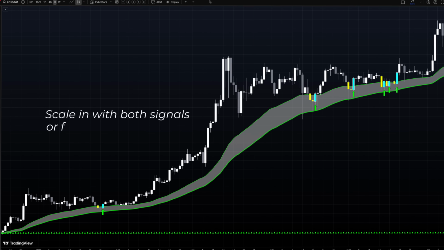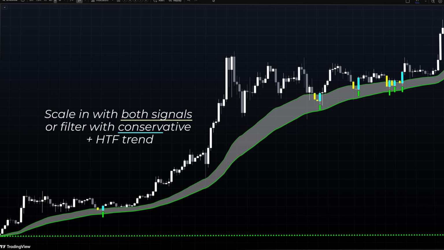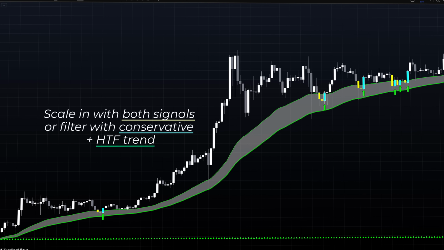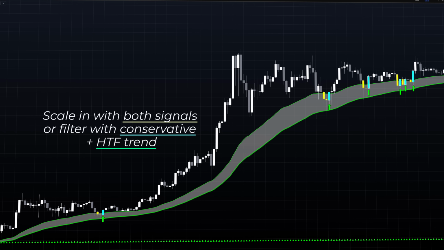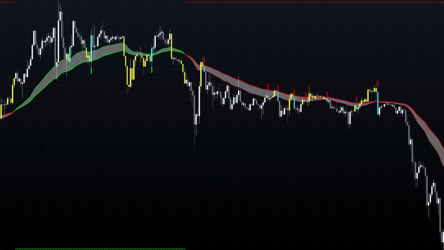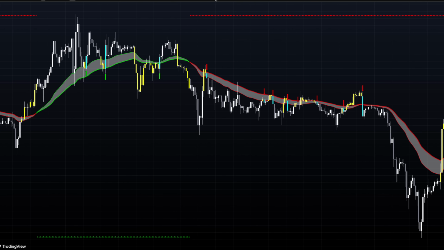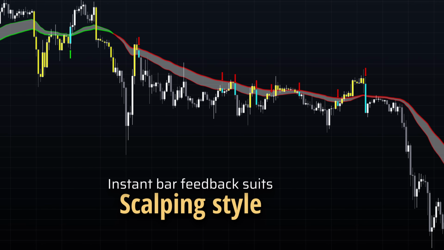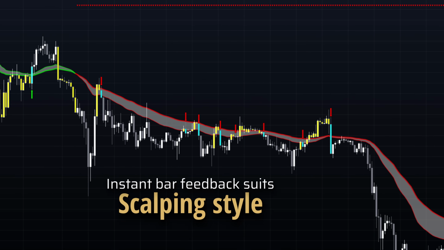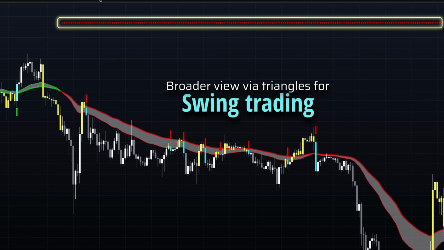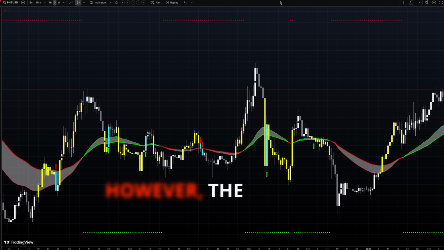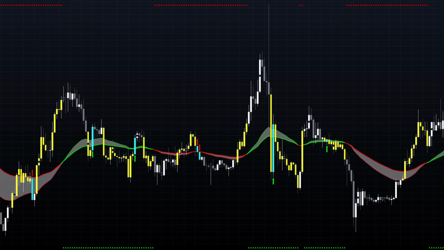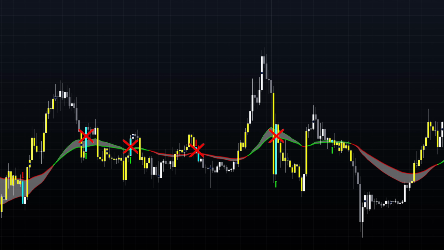Traders can scale into positions using both signals or filter trades by only taking conservative entries when they align with higher timeframe trends. The customizable display options allow adaptation to different trading styles. Scalpers might prefer the feedback of colored bars, while swing traders focus on the trend triangles for broader context. However, the system struggles in choppy sideways markets, where the EMAs frequently cross and generate false signals.